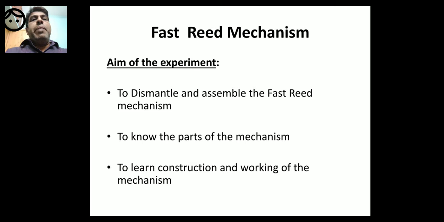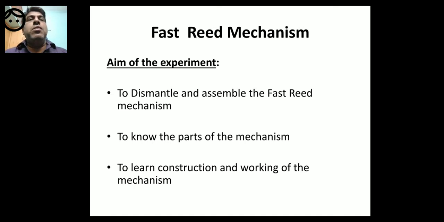What are the primary mechanisms? What are the secondary mechanisms? What are the auxiliary mechanisms? Fast read comes in auxiliary mechanisms. In that, it comes in warp protector mechanism.